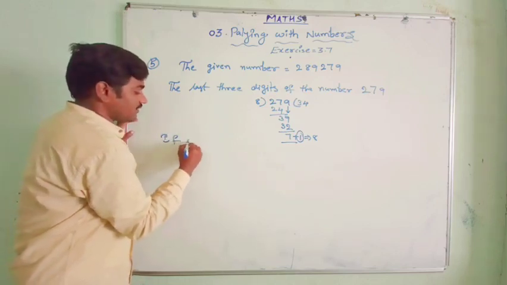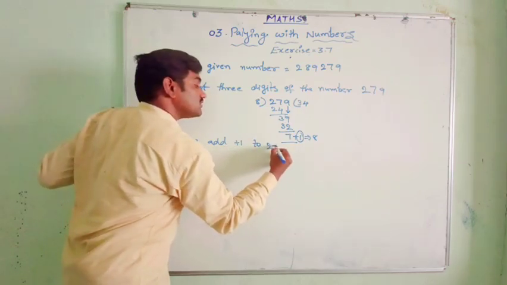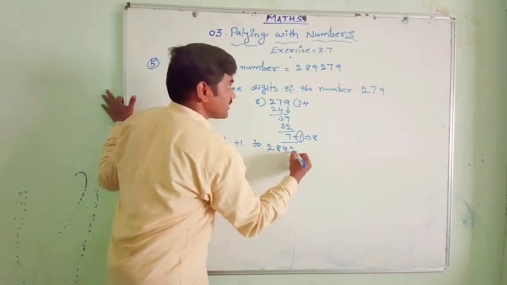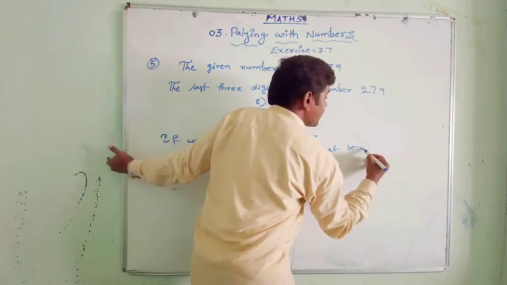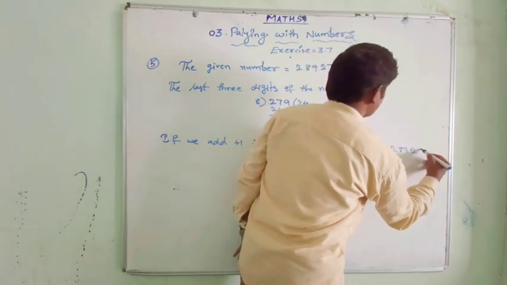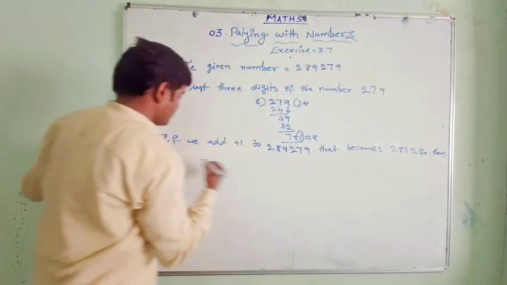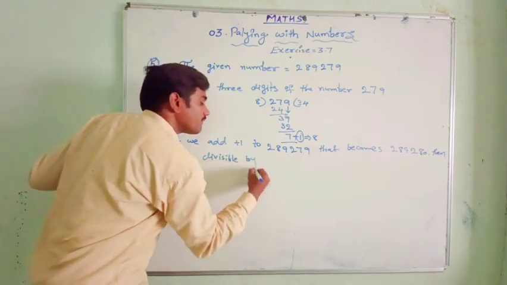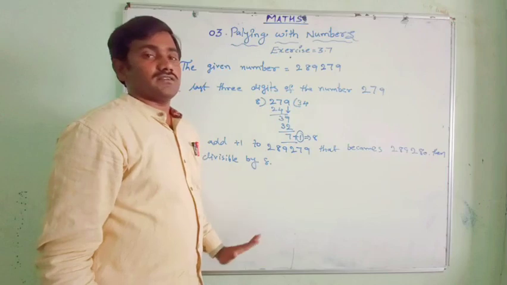If we add this 1 to 2,89,279, that becomes 2,89,280. Then it is divisible by 8. If we add 1, then it is divisible by 8.